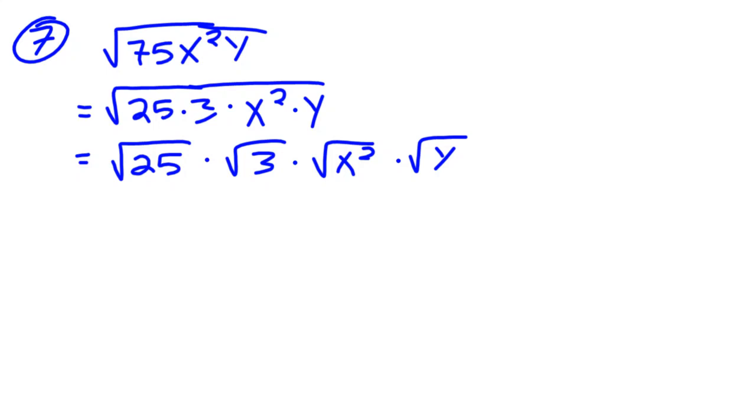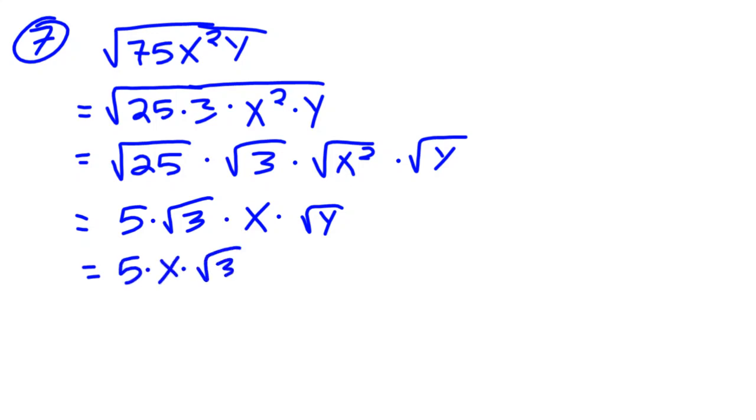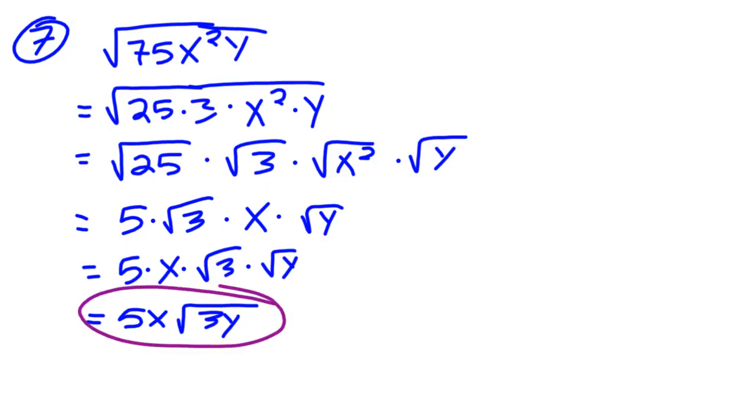We can take the square root of 25, that's just 5. We have rad 3. The square root of x squared, that's just x to the first power. We can't simplify rad y any further. I'm going to leave it as that. I'm going to reorder this. And in the final step, I'm going to write it as 5x rad 3y. And that is how you simplify.